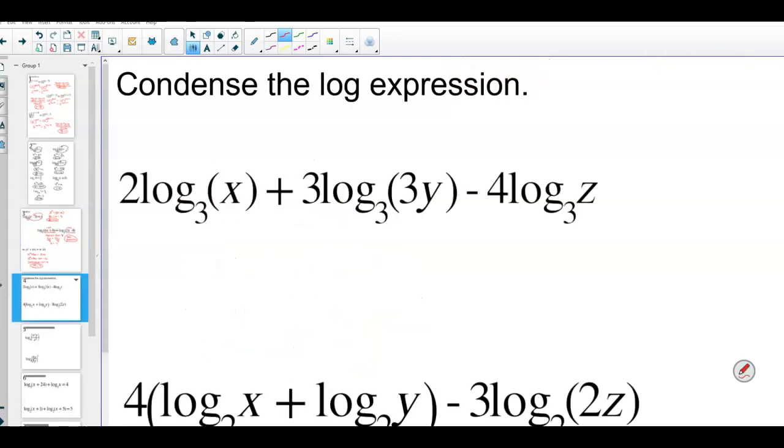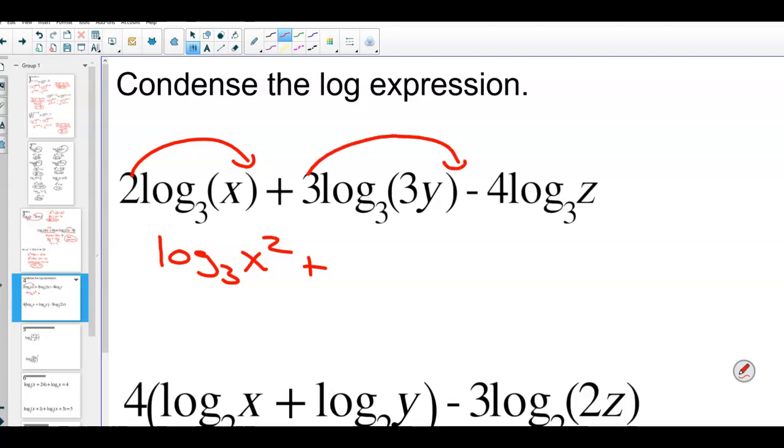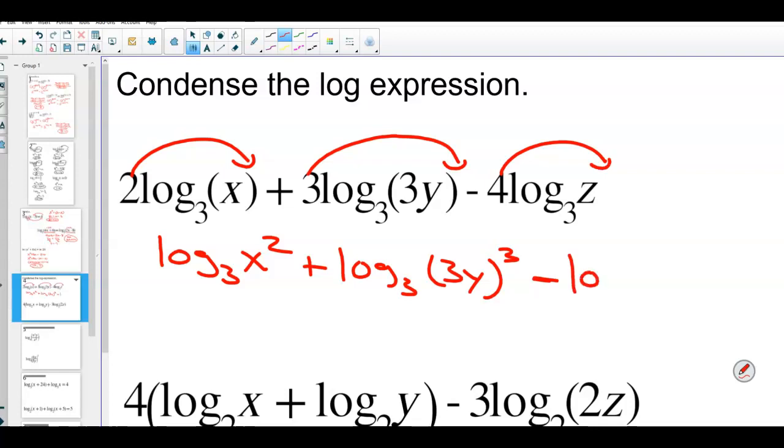Don't skip steps here. Okay? When you condense, you have to get it down to 1 log. When you expand, you got to get it where every term has its own log. So here, I'm going to deal with the exponents first. The 2 comes up here. The 3 comes here, so it's log base 3, 3y cubed. Minus the 4 comes here, and it's log base 3, z to the 4th. So you deal with your exponents first.